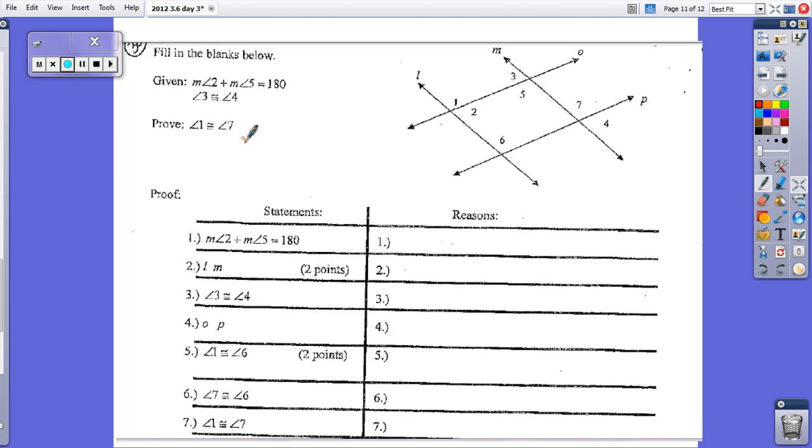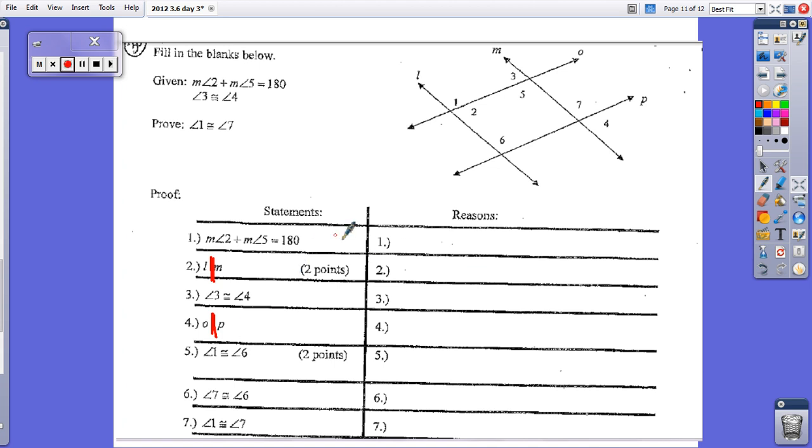Okay, go ahead and pause it. All right, so here's a little proof. I want you to work on this proof. Some of these on this side you have to finish, and then the reasons you also have to finish. Go ahead and know that in this case L is parallel to M, and over here it says that O is parallel to P. And that was left off the problem.